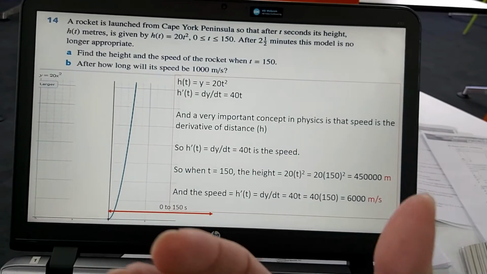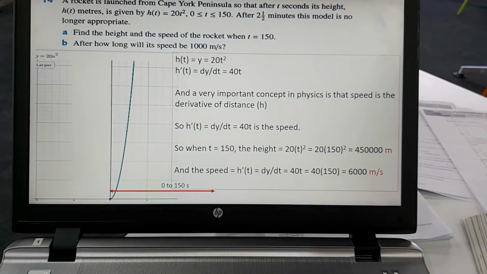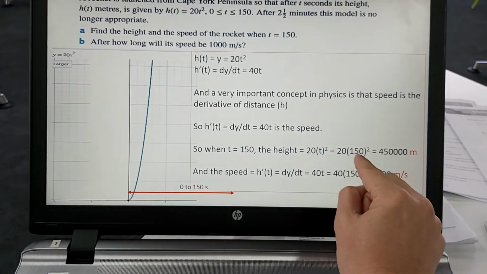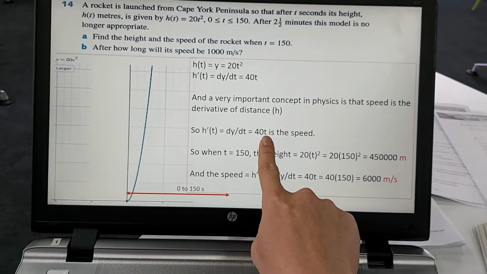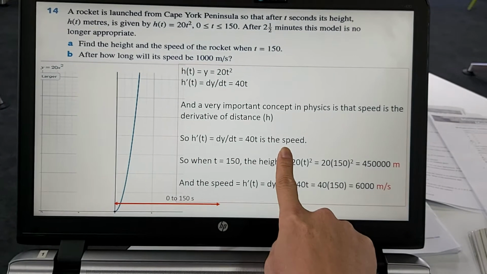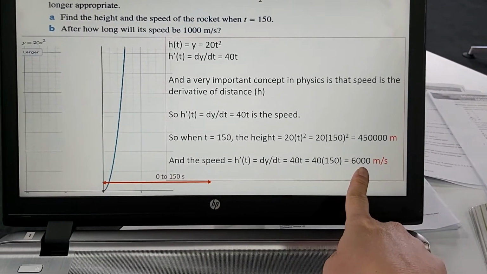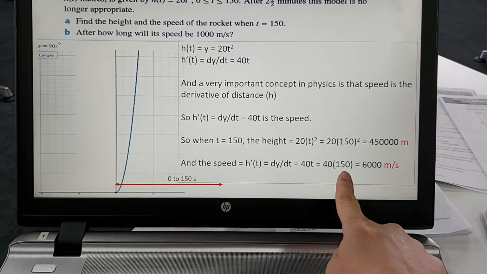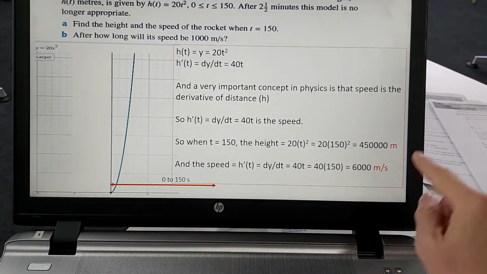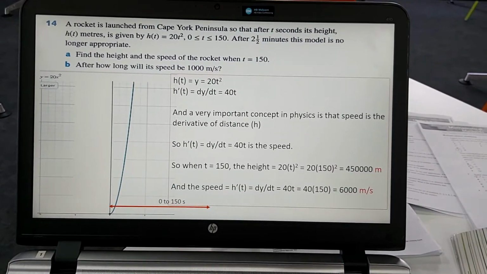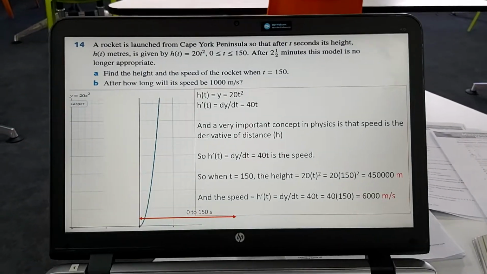And then the question asks you, at 150 seconds, what will be the speed of the rocket? You sub the 150 into the second equation, which is the derivative 40t, because the derivative is the speed. Therefore, you get 6,000. So at 150 seconds, the rocket is traveling at a speed of 6,000 meters per second, which means every 1 second, the rocket travels 6 kilometers. And that is fast, by the way.